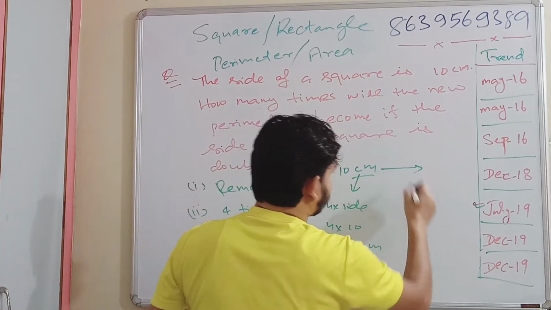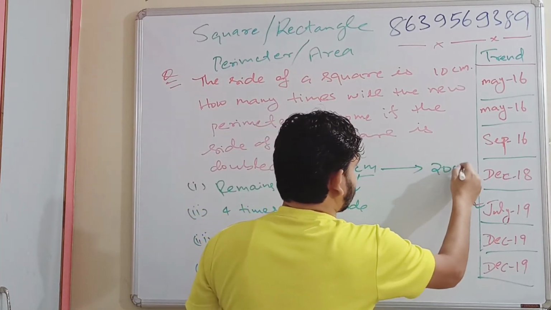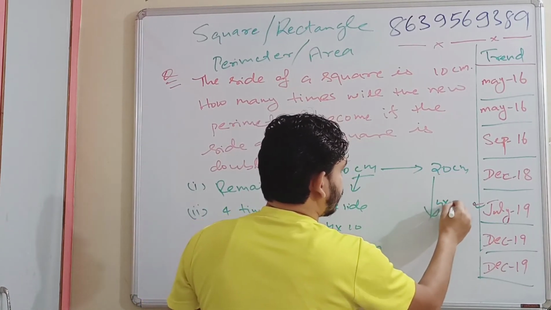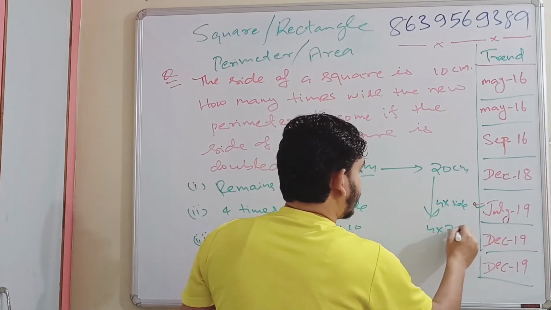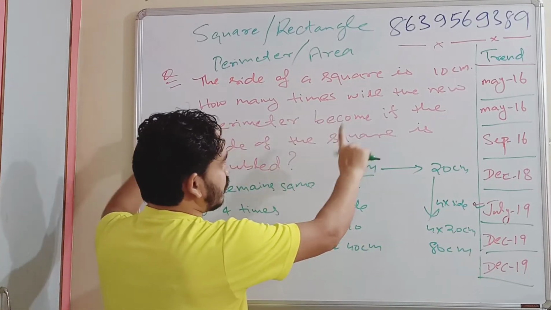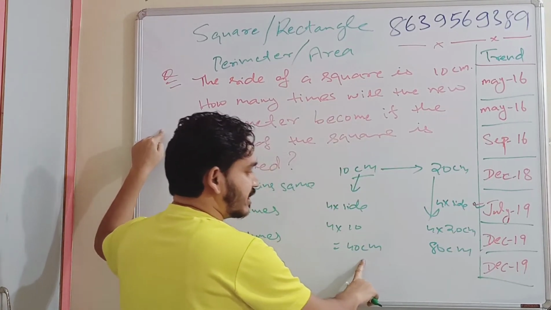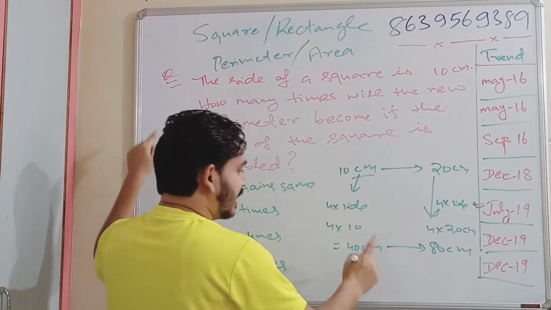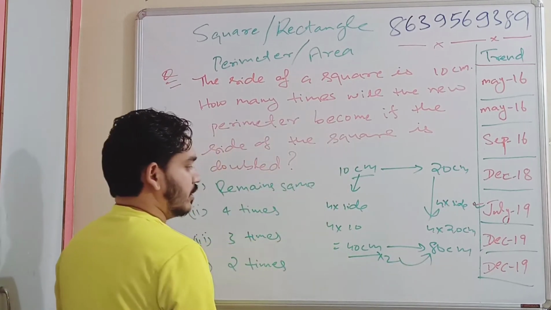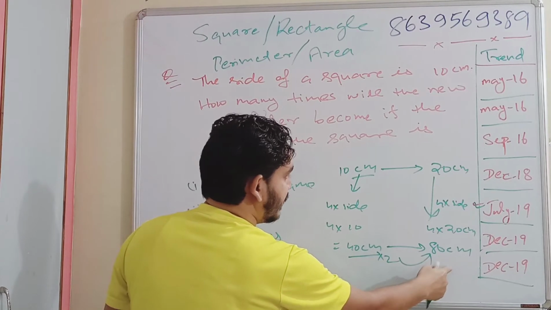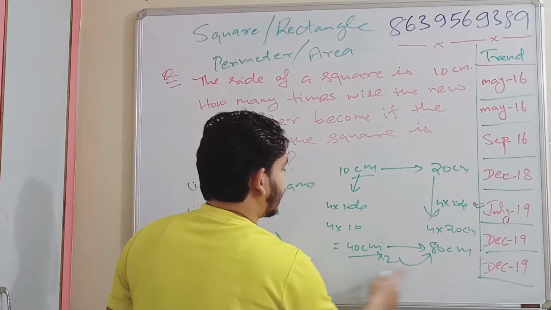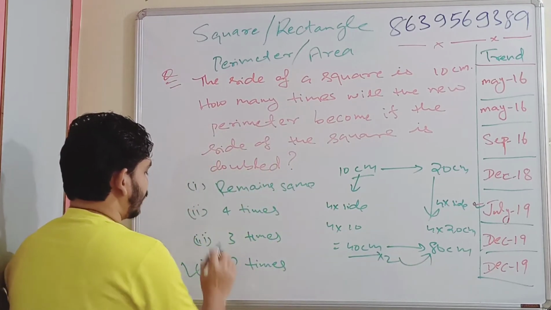Now this side is becoming double, from 10 to 20 centimeter. With respect to this, the same formula, what will the perimeter be? 4 into side, 4 into 20 centimeter. So that will become 80 centimeter. Now how many times will it become with respect to the previous perimeter? How many times is it changing? If you see, 40 into 2, you will get 80. After doubling the side of the square, the perimeter is getting doubled from the initial. So that is option 4, 2 times.